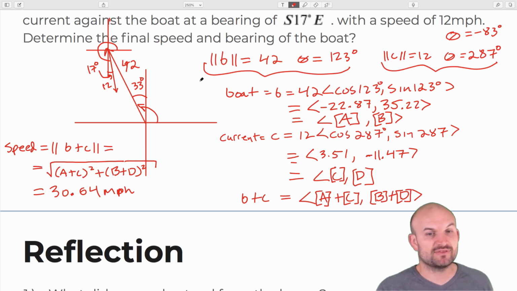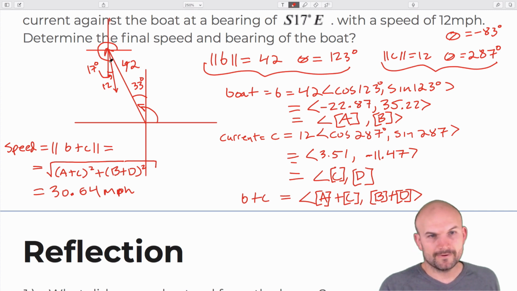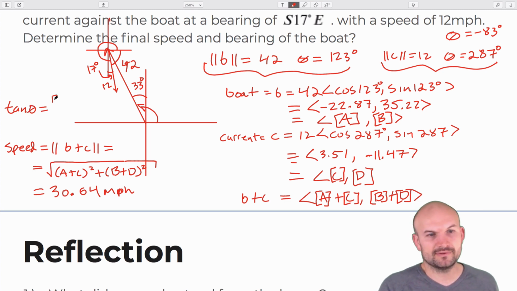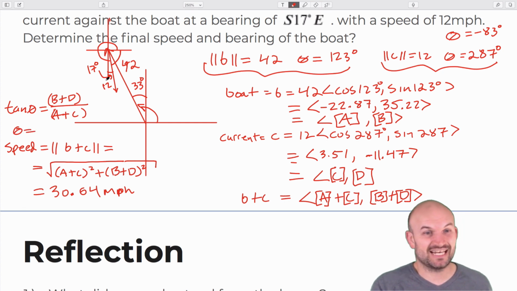Now, I also need to figure out the bearing. It's very important when we're figuring out this bearing that we look at this vector here. When we figure out the bearing of this component form, it's going to give us this angle. Because remember, when we're doing the tangent of theta, that's going to be B plus D divided by A plus C. And that should be a negative angle.